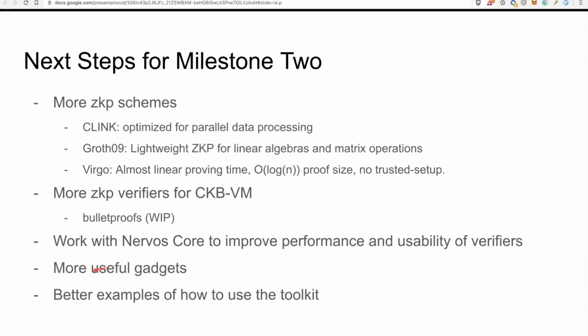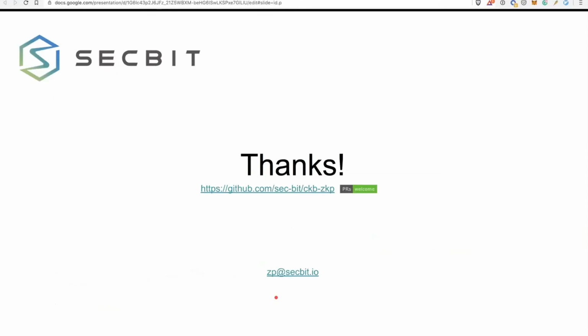We will implement more useful gadgets, so later you can use the ZKP toolkit on CKB to design complicated business logic. And after that, we will provide better examples of how to use this toolkit and how to use the smart contract. That's all. Thank you for listening.